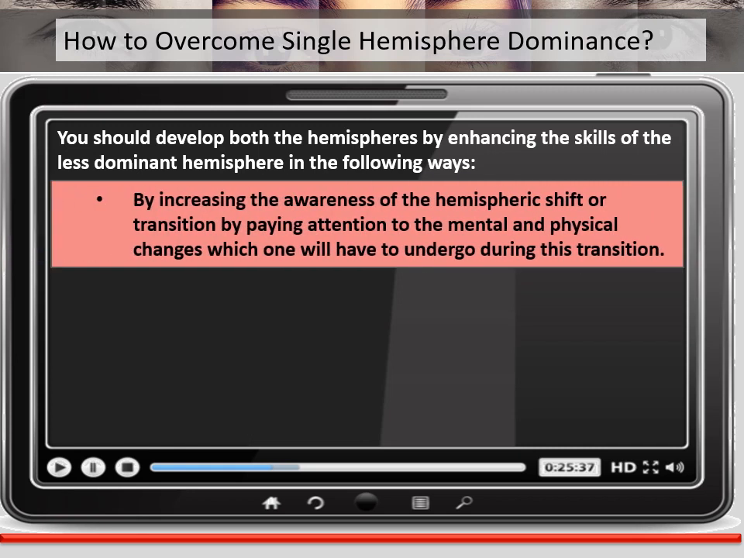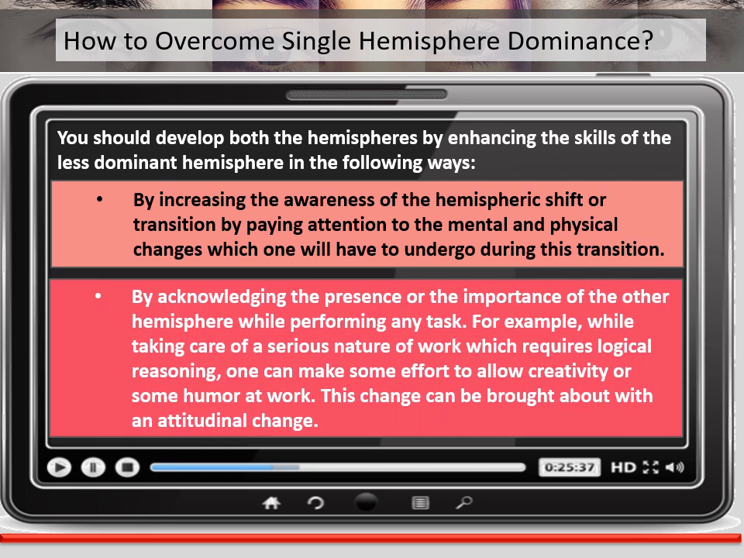Increasing the awareness of the hemispheric shift or transition by paying attention to the mental and physical changes which one will have to undergo during this transition. Acknowledging the presence or the importance of the other hemisphere while performing any task, for example, while taking care of a serious nature of work which requires logical reasoning.